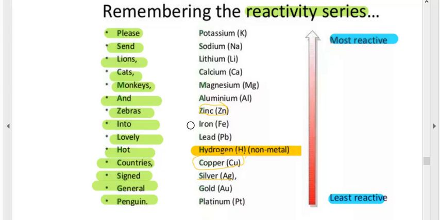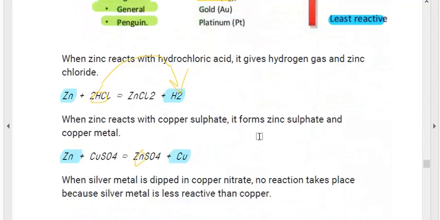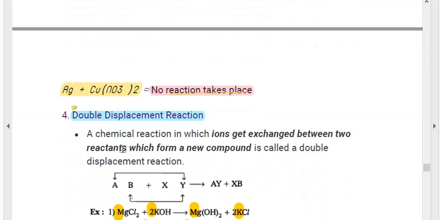So displacement we have seen. In the displacement reaction, we have observed that a single element displaces a single one. But we are talking about double displacement. In this, two elements will displace each other because of the radical. Two elements displace each other.